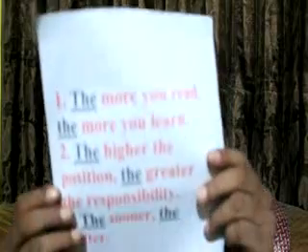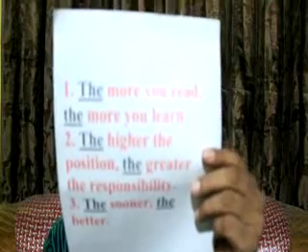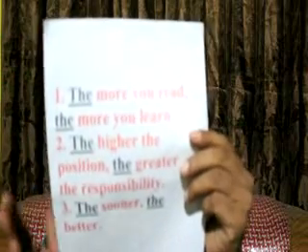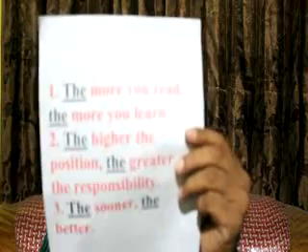Now we are going to learn about another thing. Whenever two comparative degrees are used in a sentence, and if the two comparative degrees are separated by a comma, then we should use the definite article the before both comparative degrees in the sentence. Look at the examples. The more you read, the more you learn. Here more is a comparative degree, and two comparative degrees have been used in the same sentence, and they have been separated by a comma. So we should use the definite article the before both the comparative degrees.